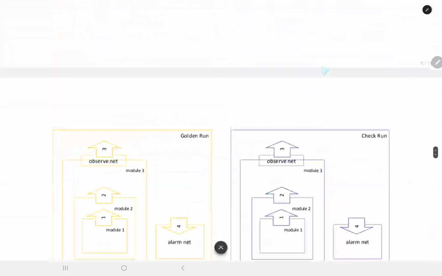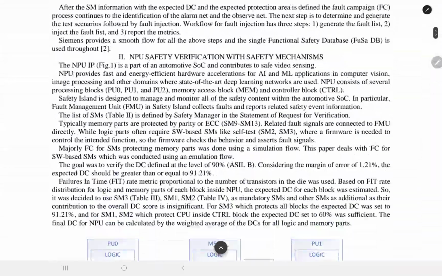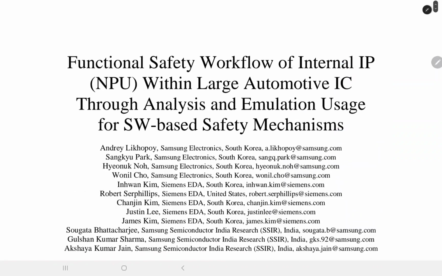Thank you for your time. Today I read this paper, Functional Safety Workflow of Internal IP NPU with the large automotive IC, through the analysis of the emulation usage for software-based safety mechanisms. Thank you again and see you next time.